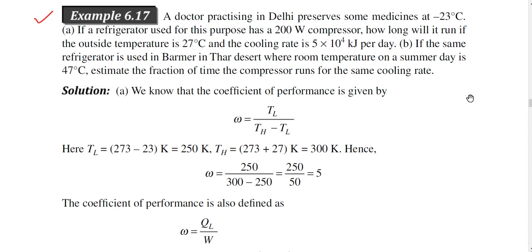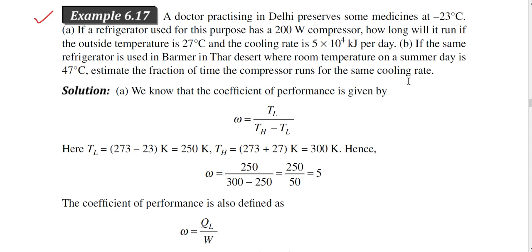So what is the problem actually? This problem basically asks how long the refrigerator will run if we use such a compressor and such a cooling rate. And if the same refrigerator is used in the Thar desert, where the room temperature on a summer day is 47 degrees centigrade, then estimate the fraction of the time the compressor runs for the same cooling rate.